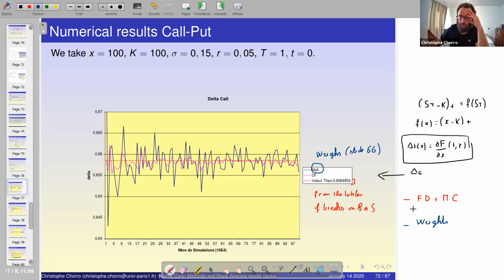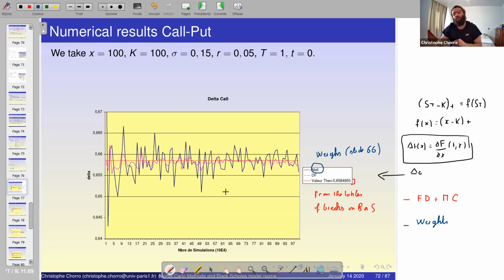Second thing, use the naive approach, that is to use finite difference plus Monte Carlo methods. That is, I approximate the derivative by the finite difference scheme, and then I compute each term of the finite difference scheme using Monte Carlo methods. So it's what I have in pink here.